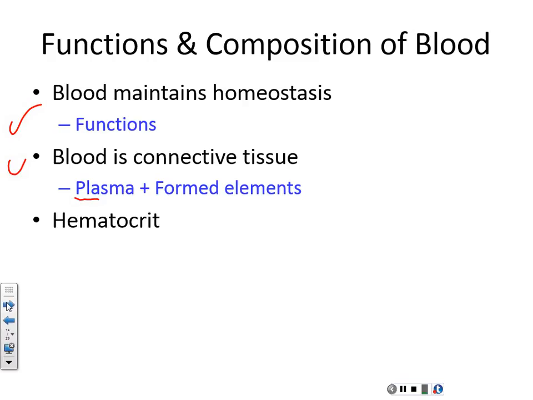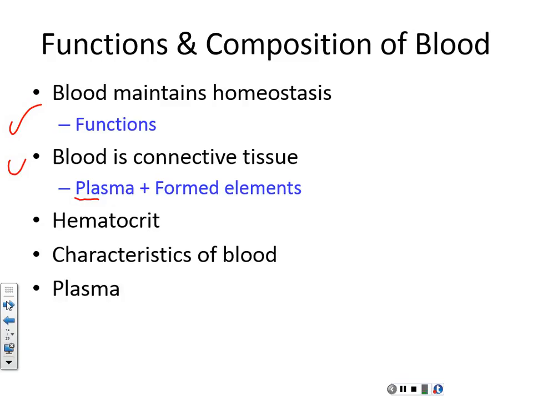So we need to know what hematocrit is. It's the percent of red blood cells in whole blood, a percentage of whole blood. Characteristics of blood: it's a metallic-tasting, sticky fluid. It's red and so forth. Plasma is straw-colored and has proteins in it, plasma proteins.